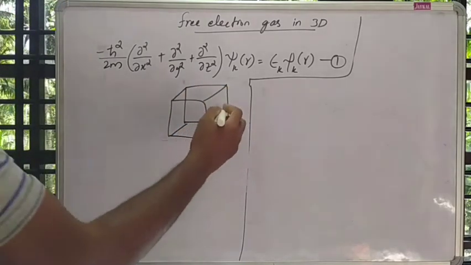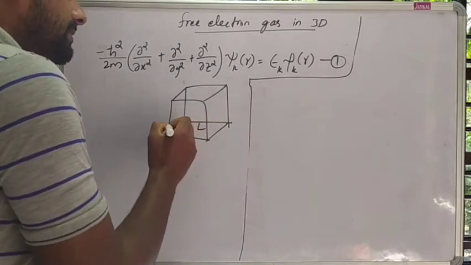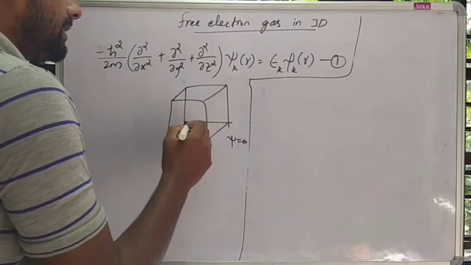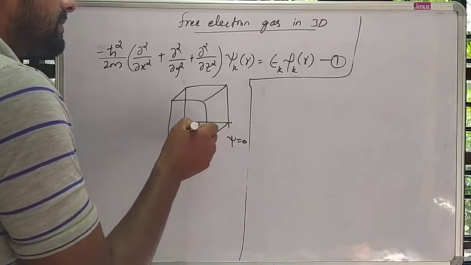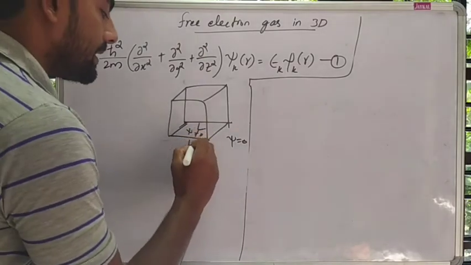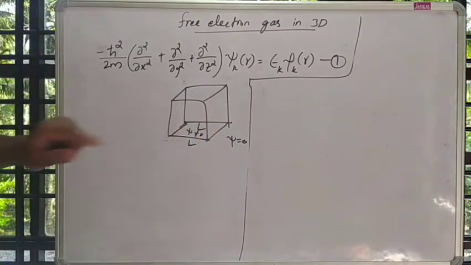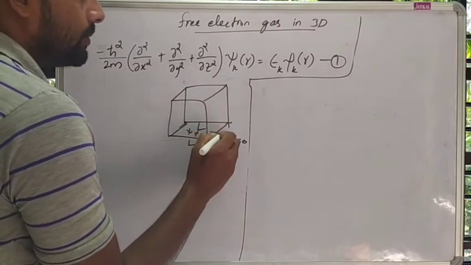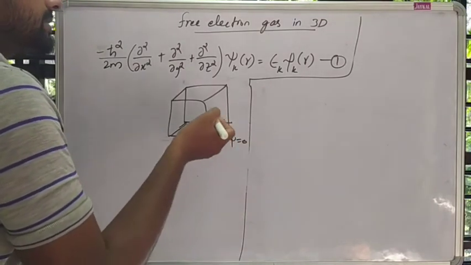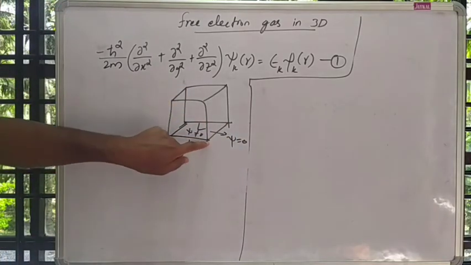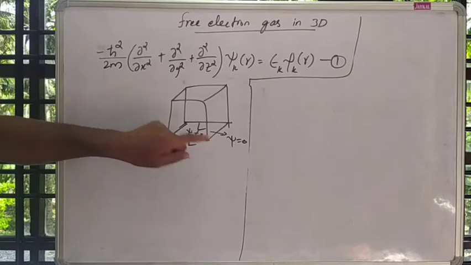If electrons are confined in this cube, outside the cube the wave function psi is equal to 0, and inside psi is not equal to 0, there is a wave function. So we will get a boundary condition at the boundary L.